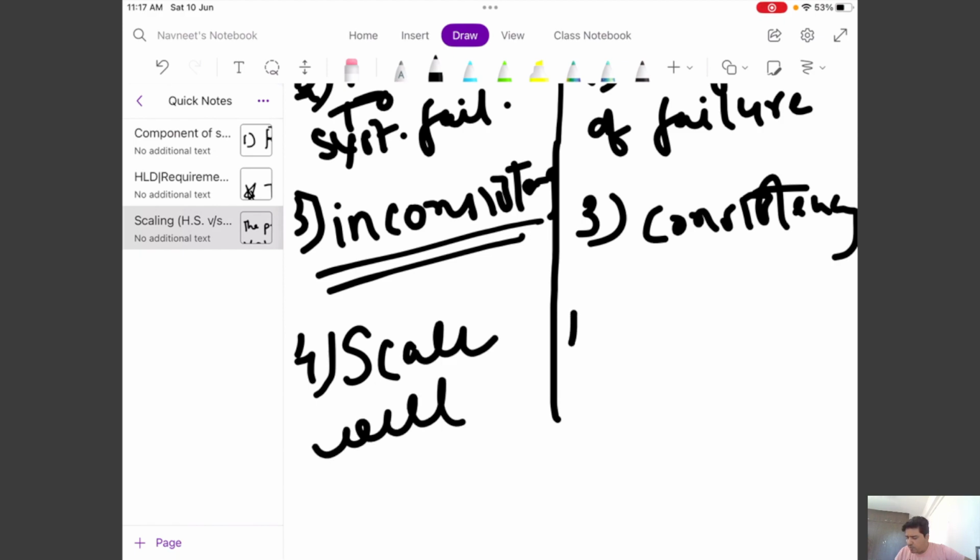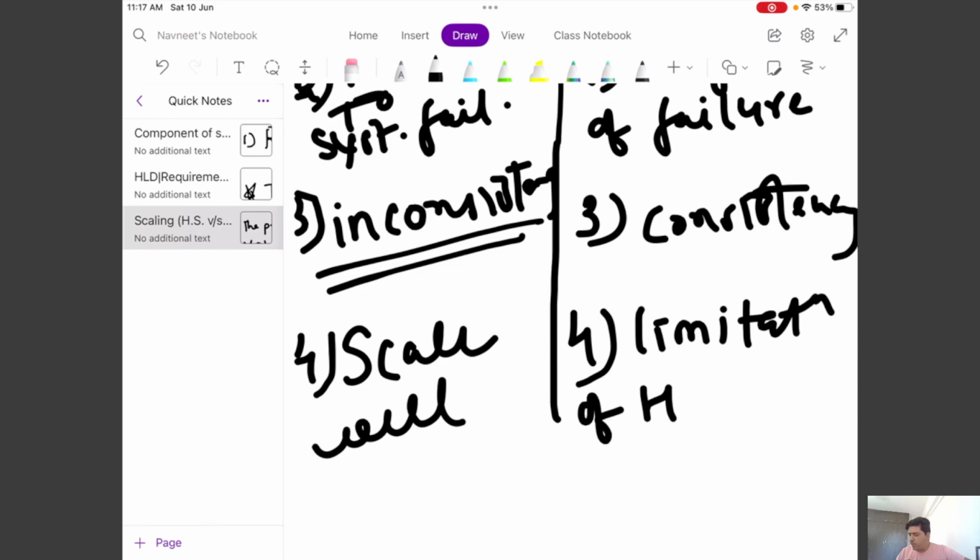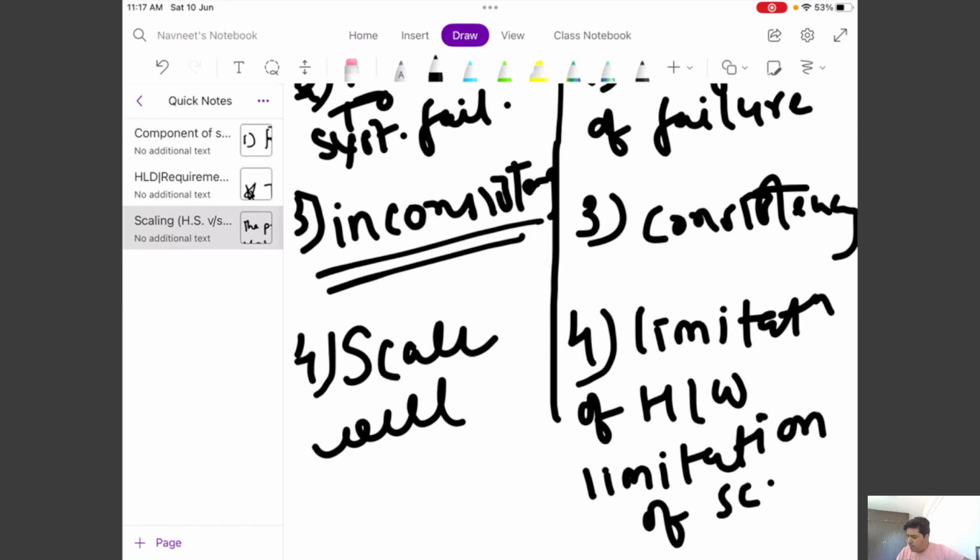But when it comes to vertical scaling, it is just one system. So there is a capacity limitation, a limitation of hardware. We cannot scale much. So there is a limitation of scaling, and this is one thing we struggle with.